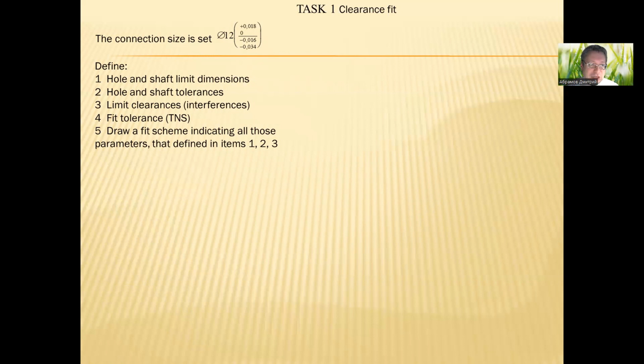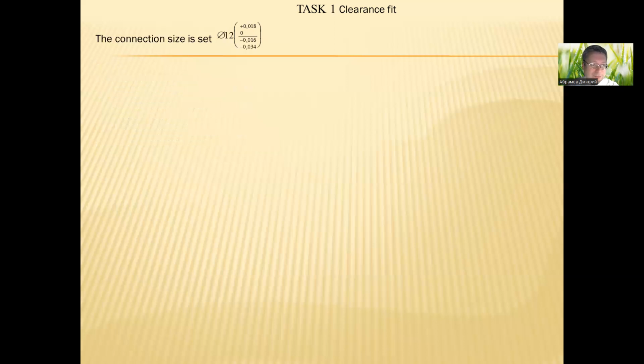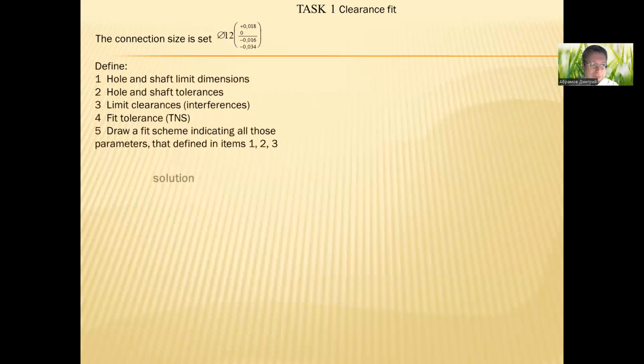Second, hole and shaft tolerances. Third, limit clearances or interferences. 4, fit tolerance. And 5, draw a fit scheme indicating all those parameters that define in item 1, 2, 3. So let's start. Solution. First, hole and shaft limit dimensions.